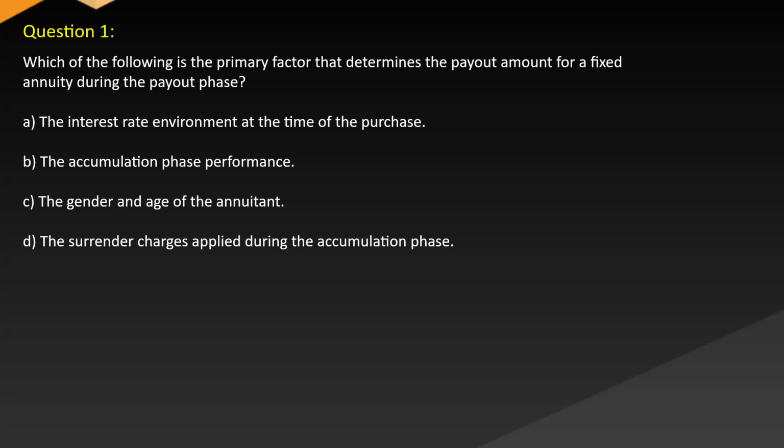Question 1. Which of the following is the primary factor that determines the payout amount for a fixed annuity during the payout phase? A. The interest rate environment at the time of the purchase. B. The accumulation phase performance. C. The gender and age of the annuitant. D. The surrender charges applied during the accumulation phase.